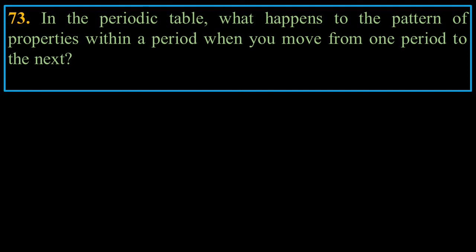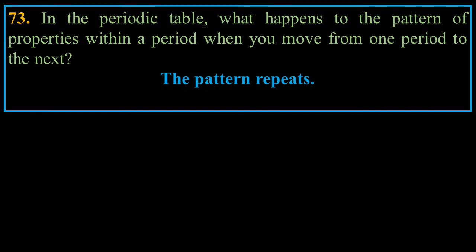In the periodic table, what happens to the pattern of properties within a period? When you move from one period to the next, the pattern repeats. So period 2, period 3, etc. The pattern repeats.